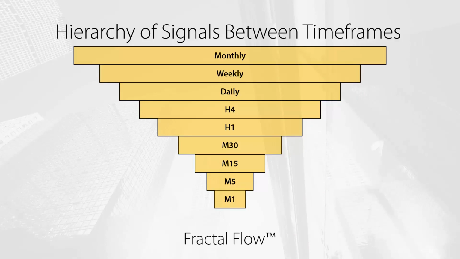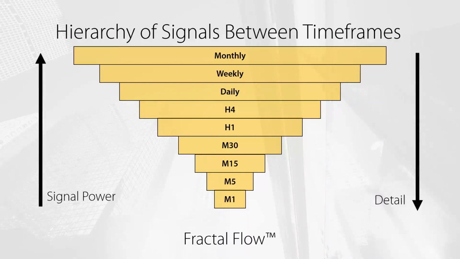To sum up, the essential point behind hierarchy of signals between timeframes is that the higher the timeframe, the stronger the signal. The lower the timeframe, the higher the level of market detail. This hierarchy of timeframes displays a trade-off between signal power and market detail. When we increase signal power, we always decrease market detail and vice versa. It's important to point out that this idea works for any technique as well.